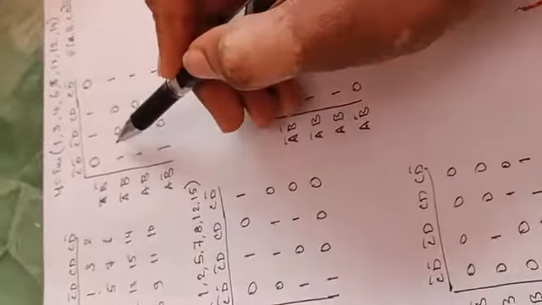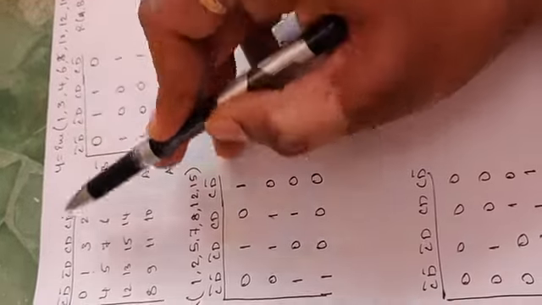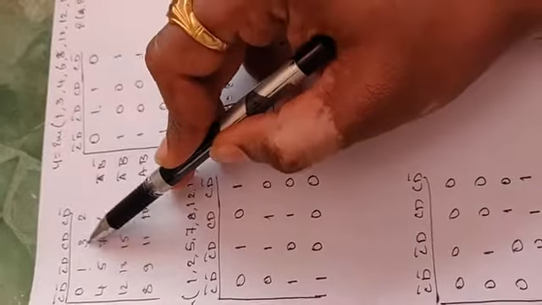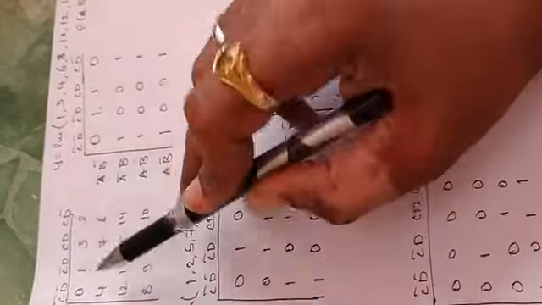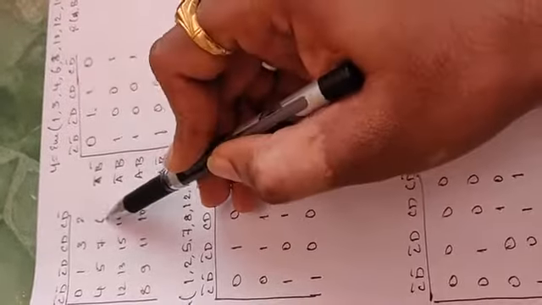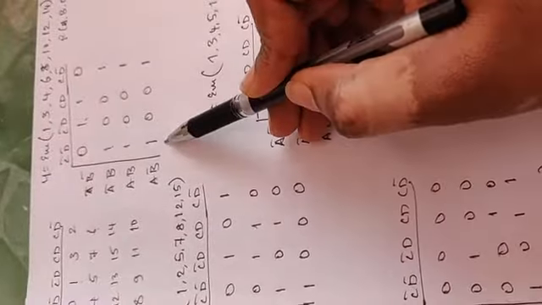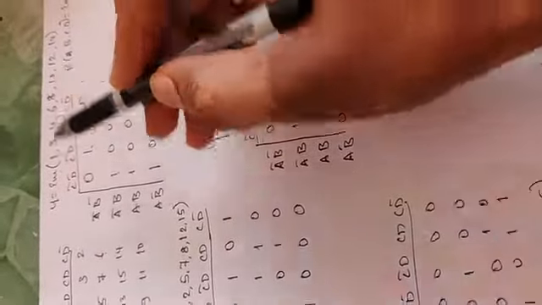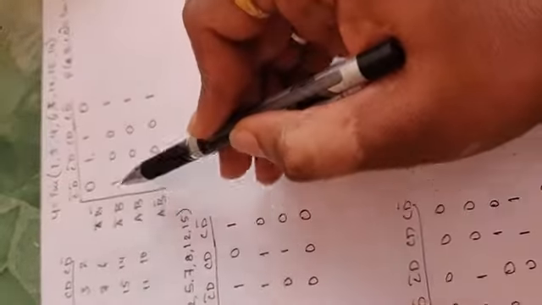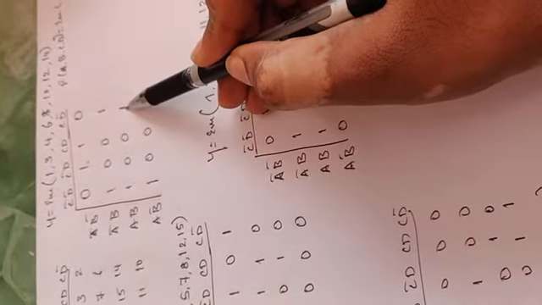I have filled the K-map here. Look at the number 1, it is here, so I put 1. 3, where is 3? 3 is here, I put 1. 4, where is 4? Here, I put 1. 6, here it is, I put 1. 8, here it is, I put 1. 10, here it is, I put 1. 12, here it is, I put 1. 14, here it is, I put 1.